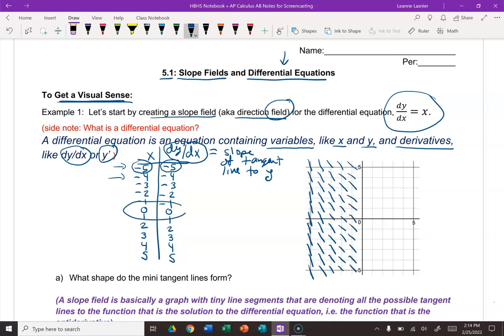Now when you get to 0, remember a line that has a slope of 0 is horizontal. So these would be horizontal tangents. So we would draw them like this.